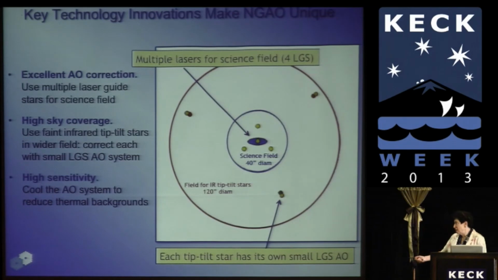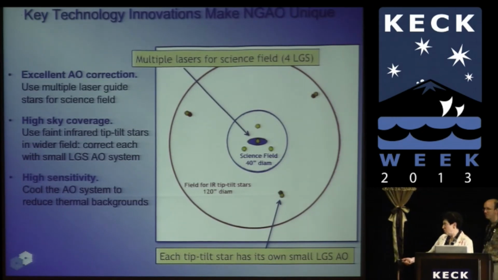So what are the key technology areas? One of them is, as I said, excellent adaptive optics correction, and that's because we're putting in multiple laser guide stars. These little yellow things are laser guide stars, and this blue thing is supposed to be your favorite galaxy. So in the science field, which is 40 arcseconds across, we're using multiple lasers, which lets us get rid of something called the cone effect and get significantly better images.